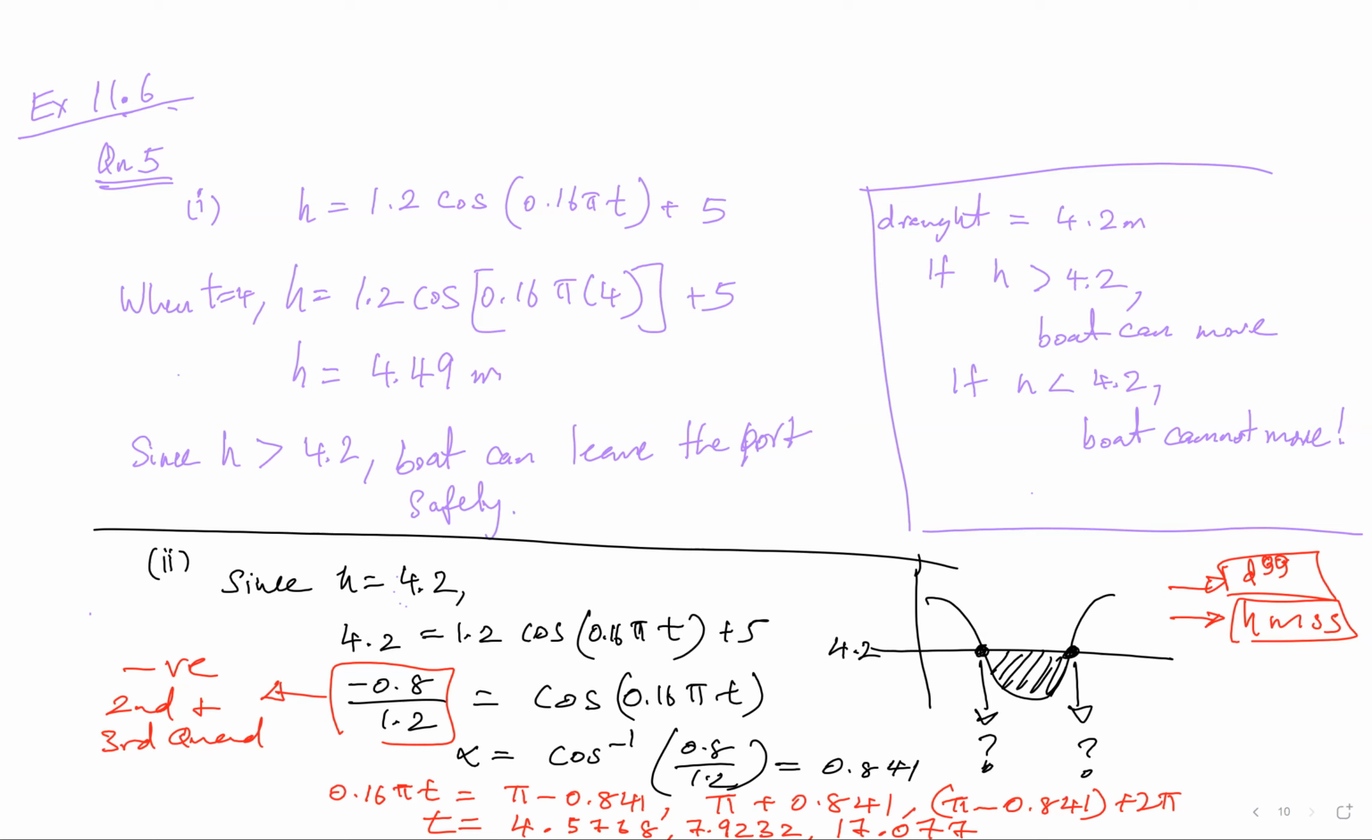Okay, can you just help me to convert? 4.5768 and 7.9232 followed by 17.077. Okay, and then you minus off. You should be able to get these two as your answers: 7:55 p.m. and another one as 5:05 a.m. Okay, this one you need to go and check. Can you please help me check?